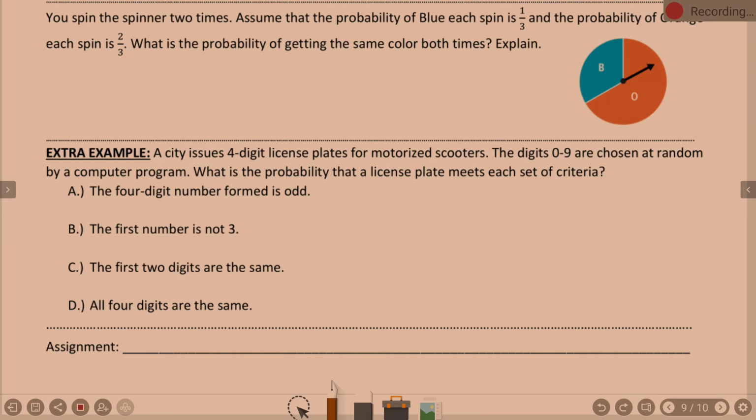So if you spin the spinner twice, the probability of getting the same color both times means we want to investigate what? What's one option we could need to look at? Orange. Orange then orange. So if I say probability of orange, or O comma O, trying to be quick. What's the probability of getting orange the first time?